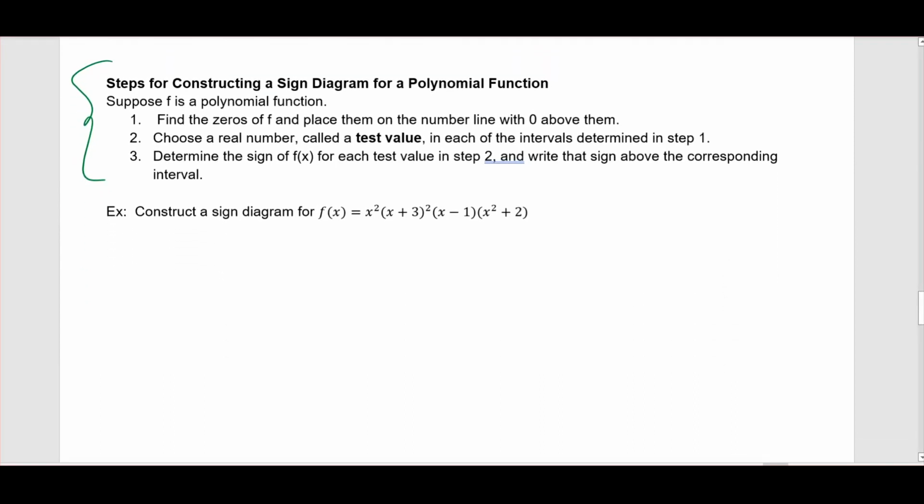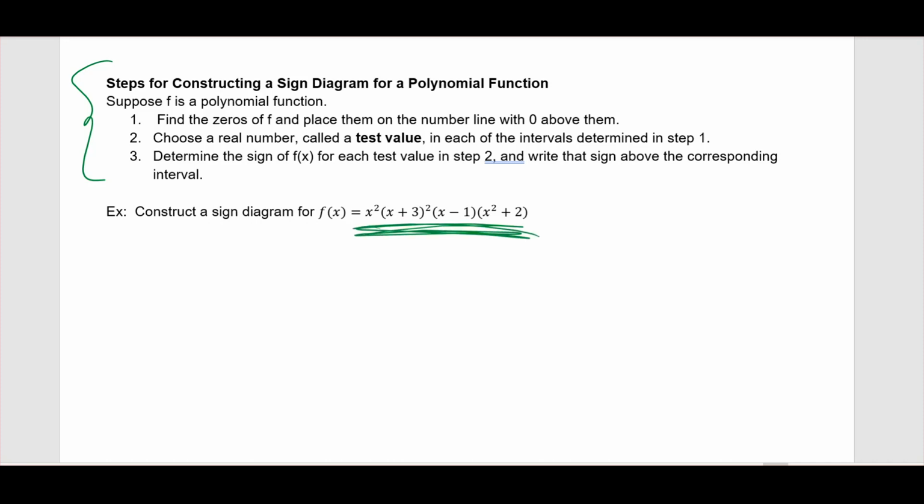Okay, so steps for constructing a sign diagram for a polynomial function. We did this with quadratic inequalities. You remember this when we were solving quadratic inequalities? We found all the zeros of the quadratic function, and then we put those on a number line with 0 above them, and then we picked numbers between each of these to say, well, hey, where is the function in this interval? So let's do this. Find the zeros of f.